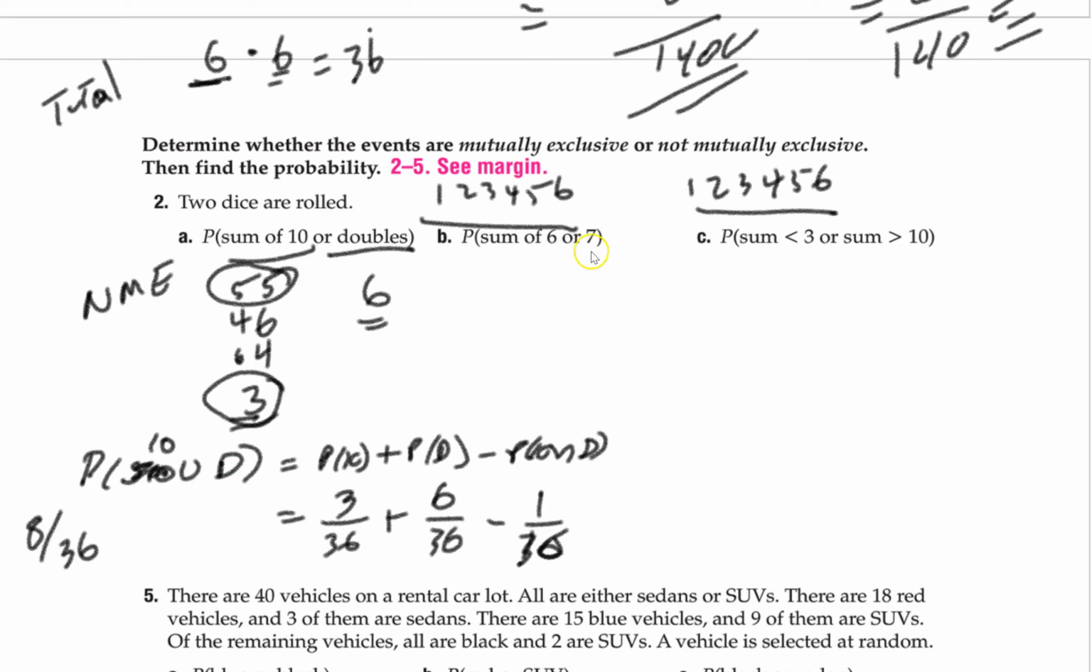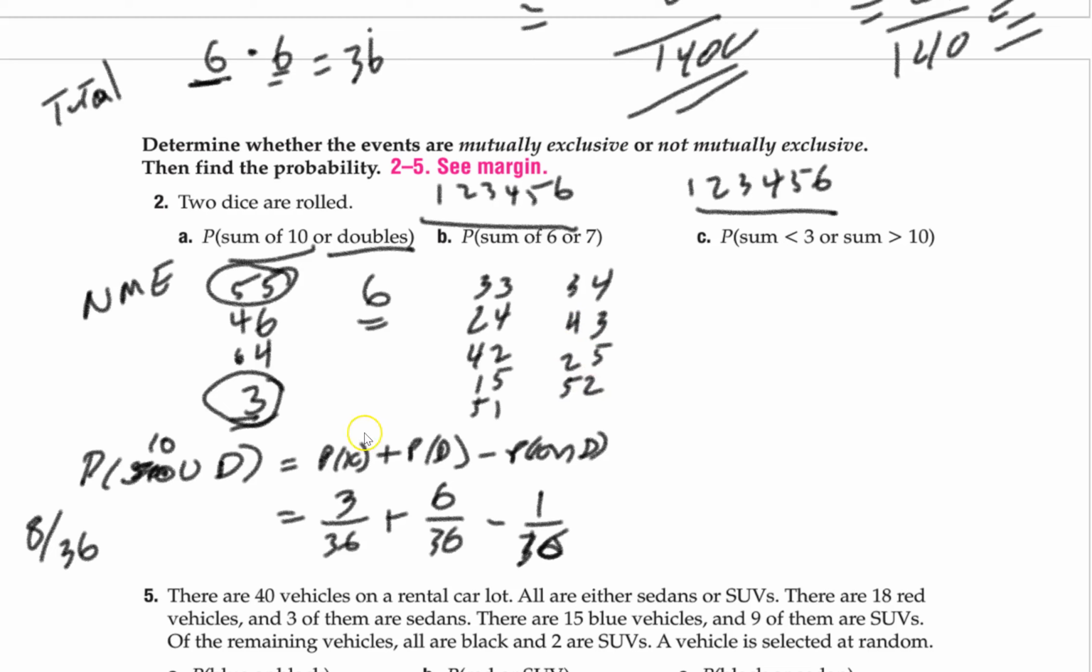So let's look at this one. Sum of 6 or 7. How do we get a sum of 6? Well, 3, 3. 2, 4. I can also get 4, 2. 1, 5. And 5, 1. I don't think I missed anything. I think that's the only ways. Getting a sum of 7: 3, 4. 4, 3. 2, 5. 5, 2. Now if you notice, they have nothing in common.